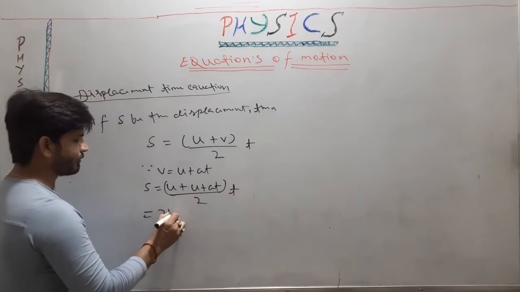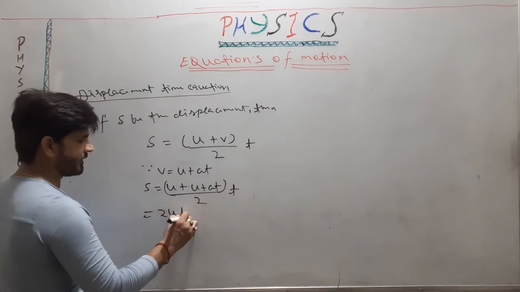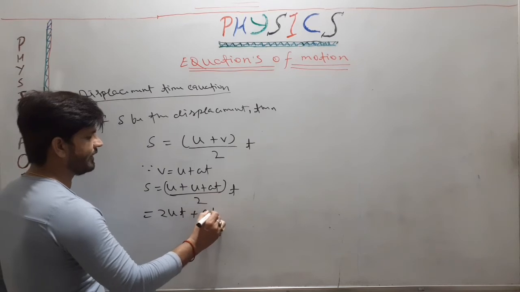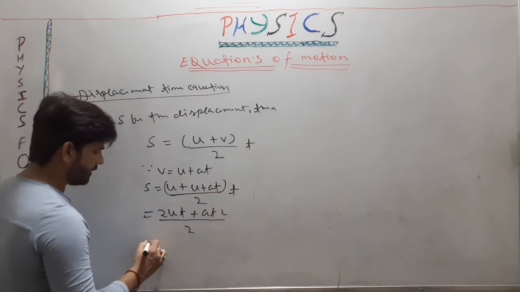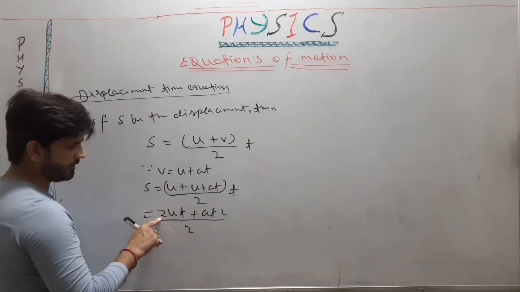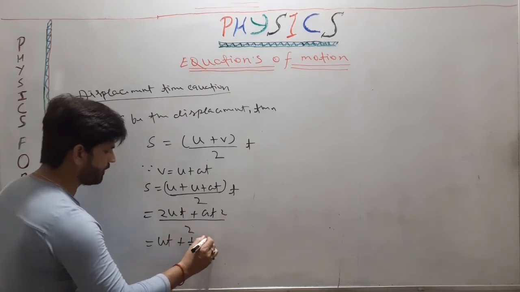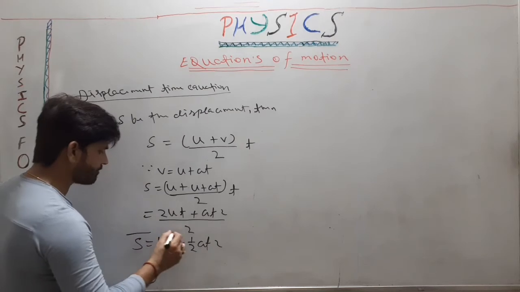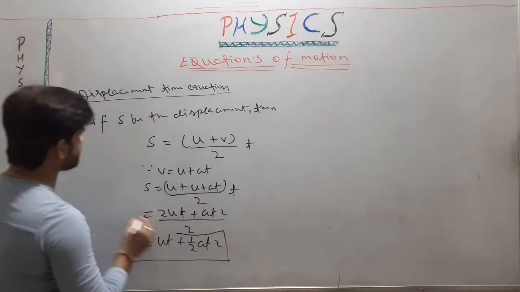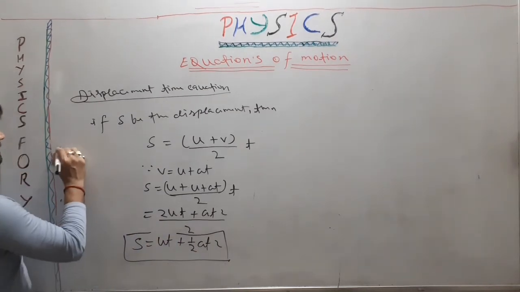On solving we have (2u plus at) over 2, with t outside, giving 2ut plus at square, divided by 2. Now this 2 is cancelled. From this the first term is ut, the second term is 1 upon 2 at square. This is the displacement time relation by the first method.